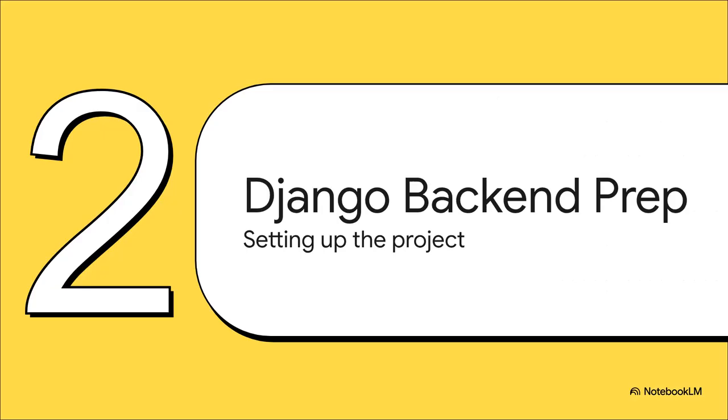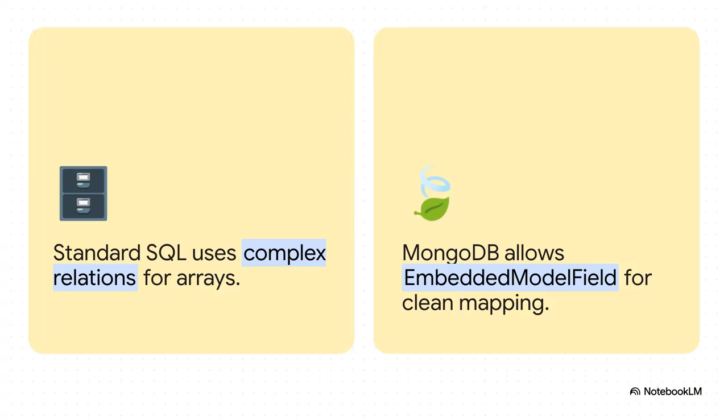Moving right along to step 2, prepping the Django backend. This step brilliantly illustrates exactly why using MongoDB with Django is so incredibly exciting right now. Look, in a standard SQL-based Django app, handling things like a list of genres or, say, a nested dictionary of awards, it usually requires complex relations or setting up extra tables. It's a headache. But with the Django MongoDB backend, we can map perfectly to our JSON dataset using specific MongoDB backend fields. We use EmbeddedModelField to gracefully nest our awards data directly inside the movie document and ArrayField to hold our list of genres. It just makes modeling complex data so clean and simple.